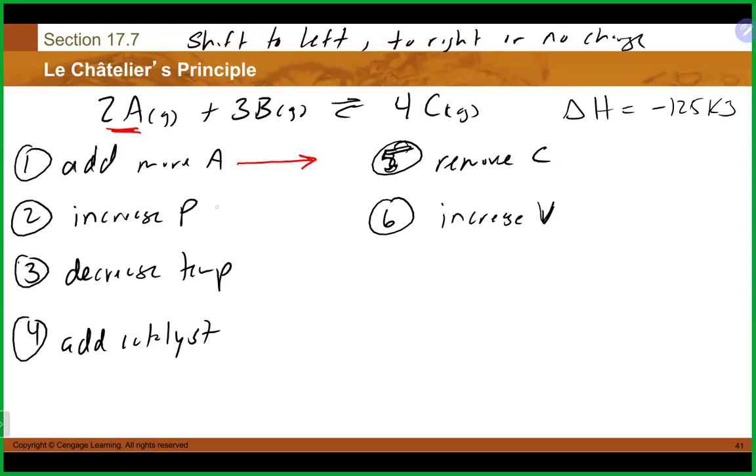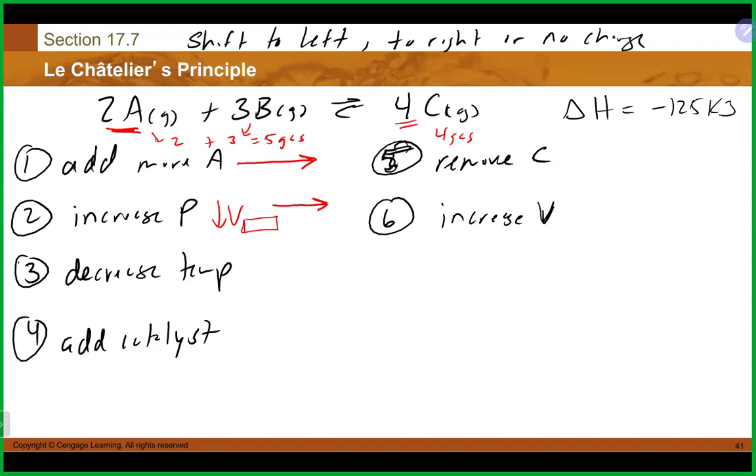We want to increase the pressure. That means that in terms of our volume, the volume will actually go down. So remember that in a small volume, we need fewer gas molecules. So over here, we have two gas molecules, and we have three gas molecules. That's a total of five gas molecules on the left. This is four gas molecules. So we need fewer gas molecules. So in this case, it is going to shift to the right, towards that side in this equation, which has fewer gas molecules.